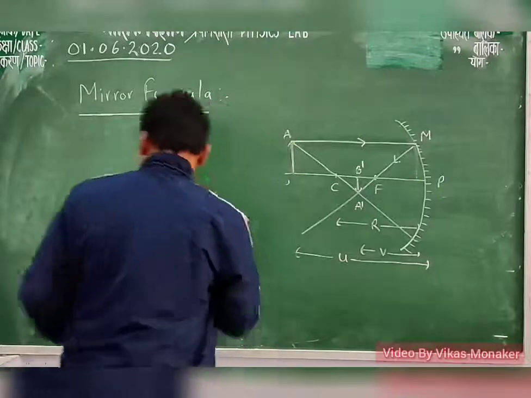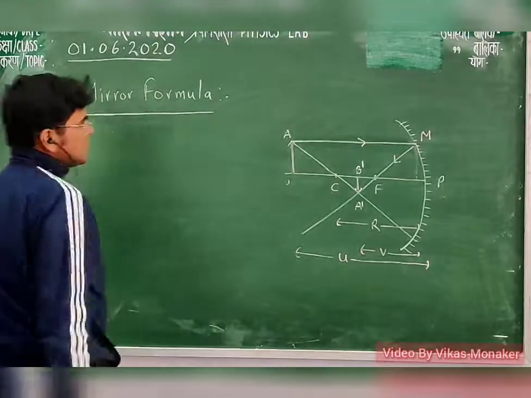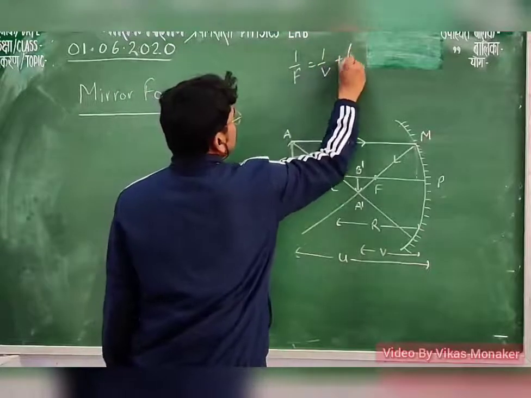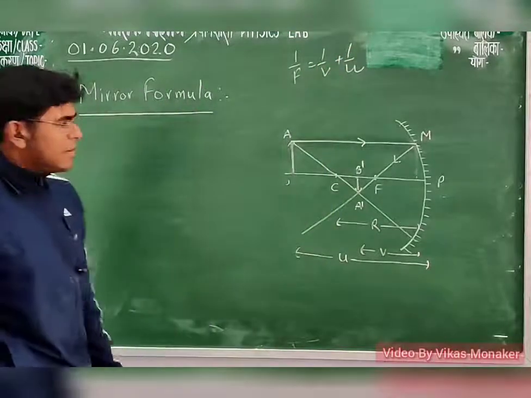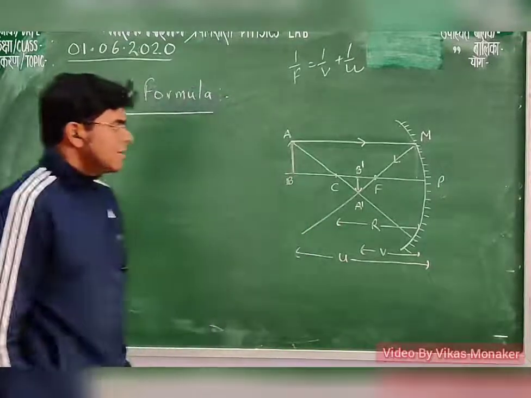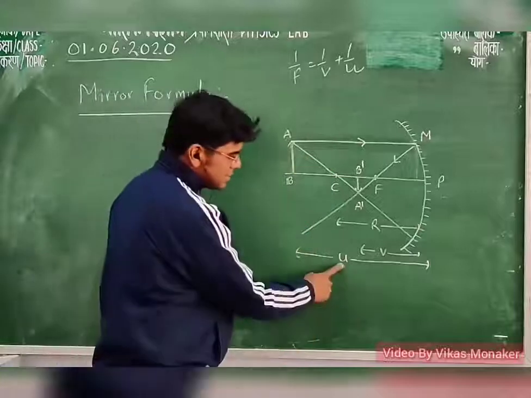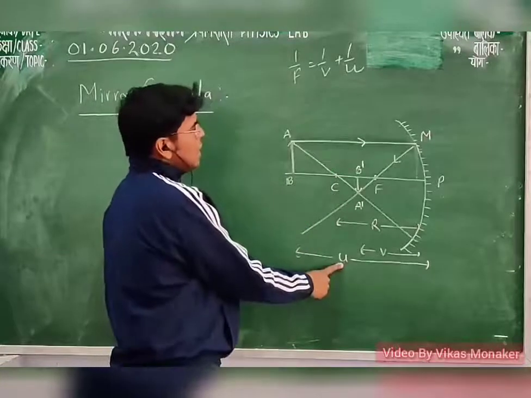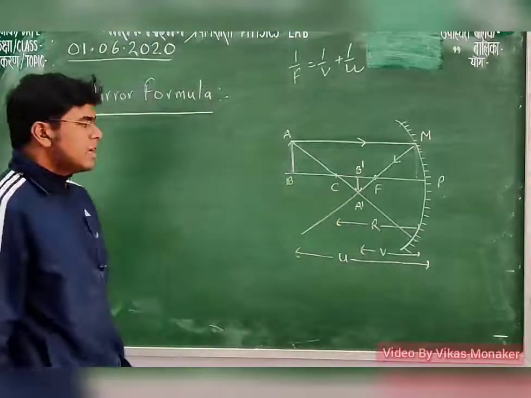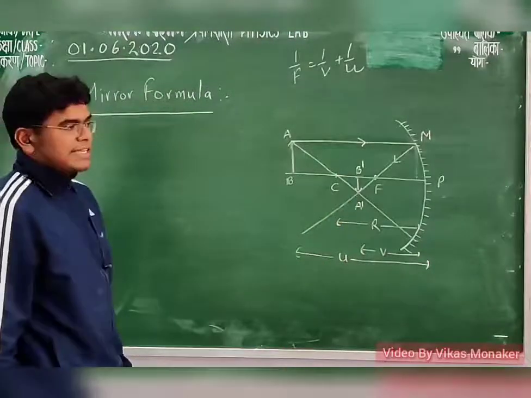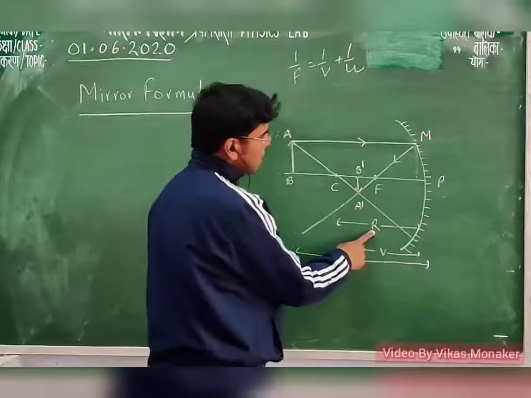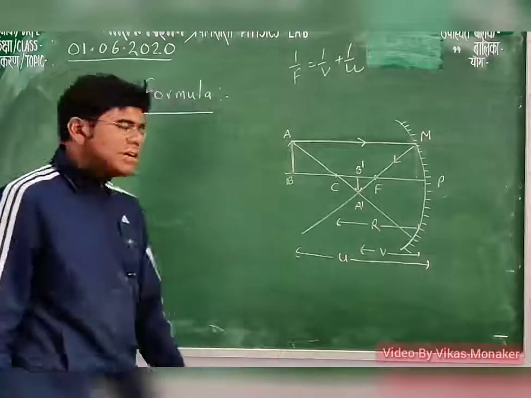So to set up the mirror formula, which is 1 upon f equal to 1 upon v plus 1 upon u, this has to be derived. We construct a diagram. We consider object AB kept in front of a concave mirror at a distance u, such that the image A dash B dash is formed. In this case, we are considering a real, inverted, and small image. The image is formed at a distance v. Let R be the radius of curvature of the mirror.